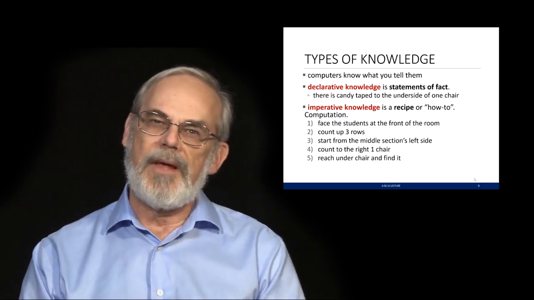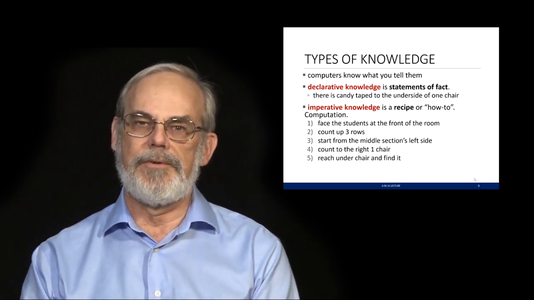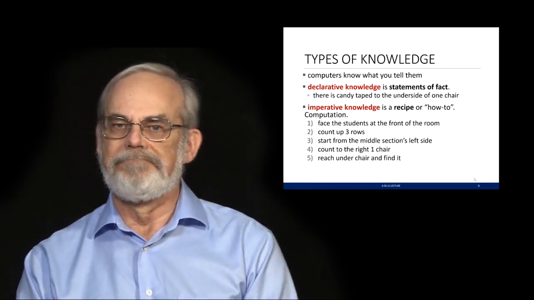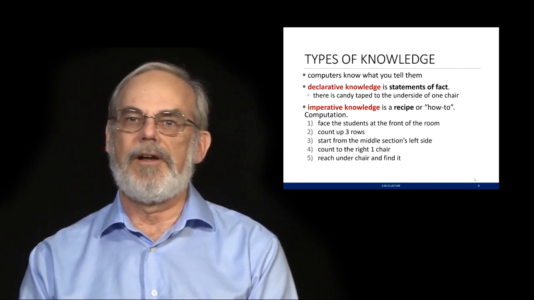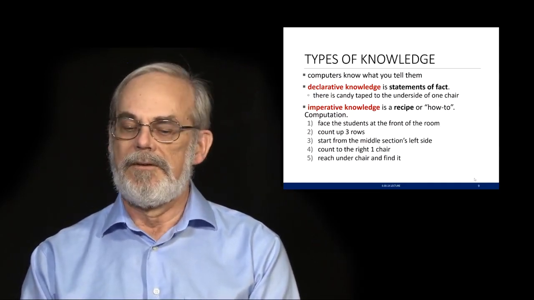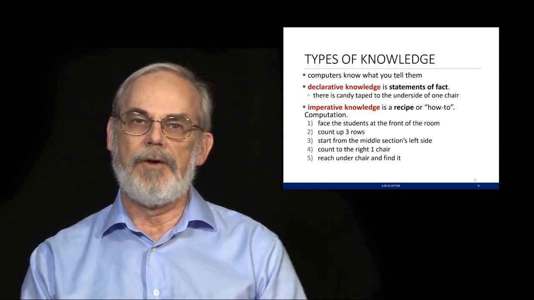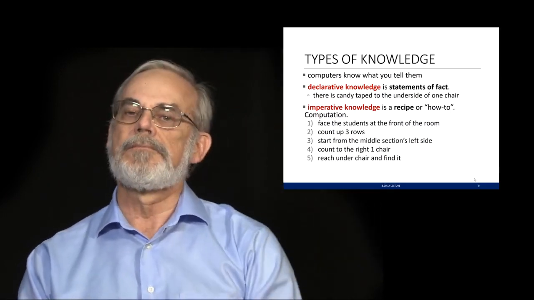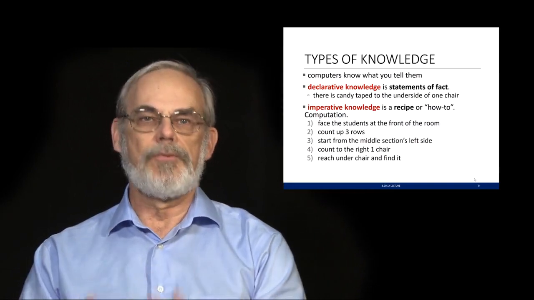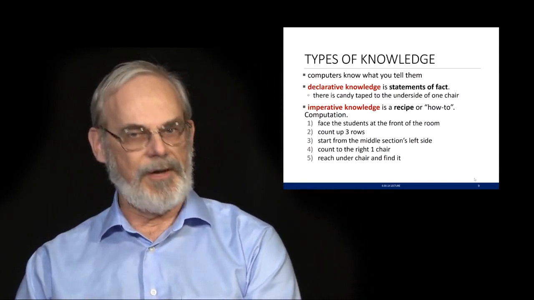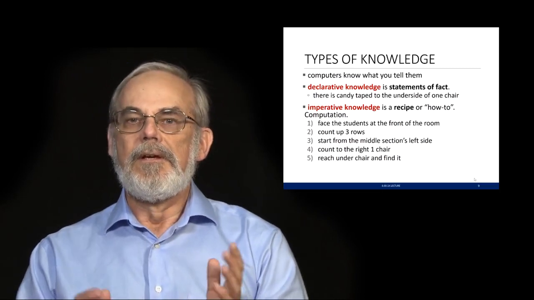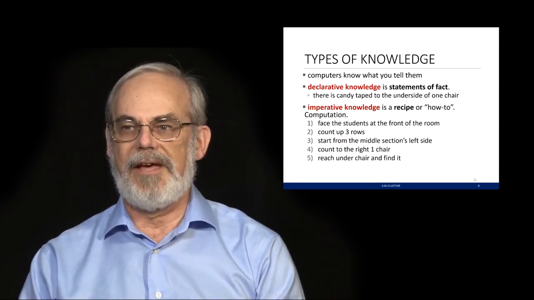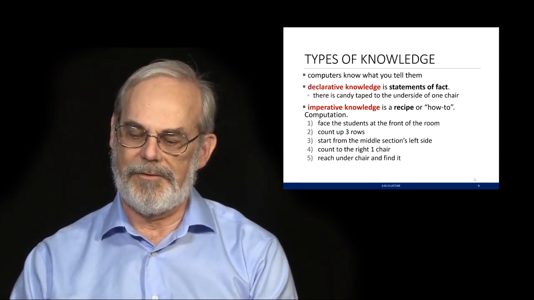Imperative knowledge is a recipe. It's how-to knowledge, and it gives us a sequence of steps to find a solution. Again, if I stuck candy under a chair inside the lecture hall, I might say to the lecturer, do the following. Face the students at the front of the room. Count up 1, 2, 3 rows. Start in the middle section, left side, go in one chair. Look underneath it. Candy is there. It's a recipe, a sequence of how-to steps, very mechanical, to get things done. Those two kinds of knowledge are important, but only the second one is going to really be of value to us, because that's what's going to help us get the computer to do something for us.